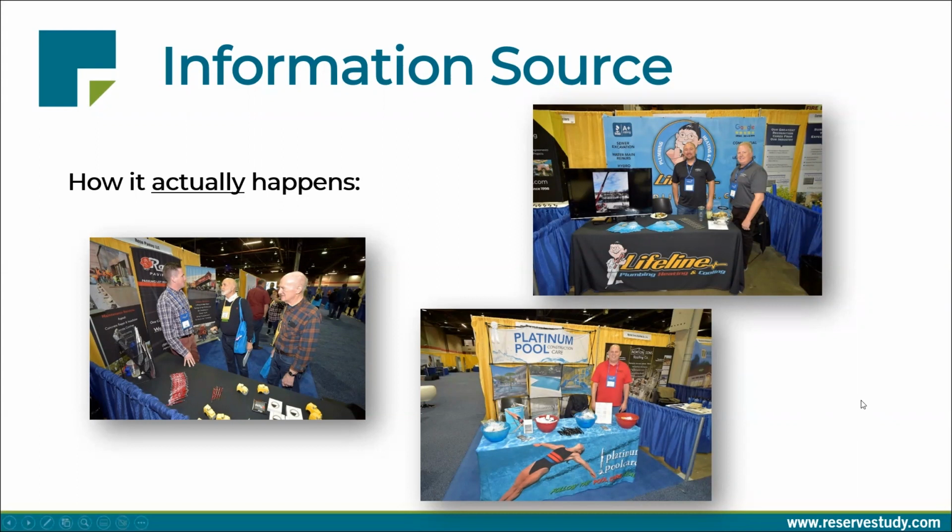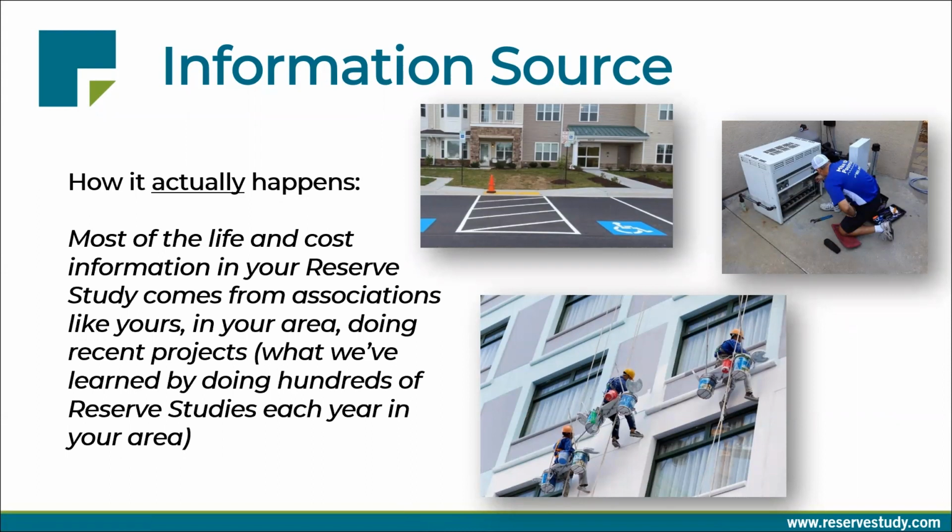We are constantly gathering information to do a better job serving you. And that also means documenting and tracking what the costs have been among our other clients. Most of the life and cost information in your reserve study from Association Reserves comes from associations just like yours in your area doing recent projects. They tell us, we just finished our roof project, it was $100,000, and we compare those notes to the size of your roof, the different uniquenesses of your roof. But basically, we're able to apply the lessons we've learned doing hundreds of reserve studies each year in your area. Again, whether that be asphalt, putting in a new pool heater, painting your building, doing an inspection, all those kinds of things, we're gathering that information.